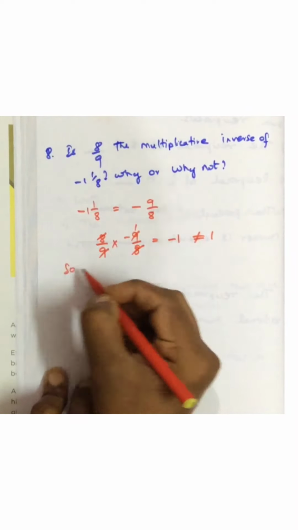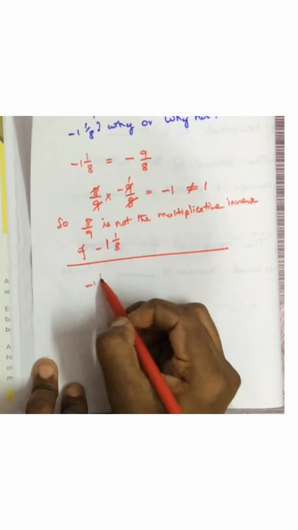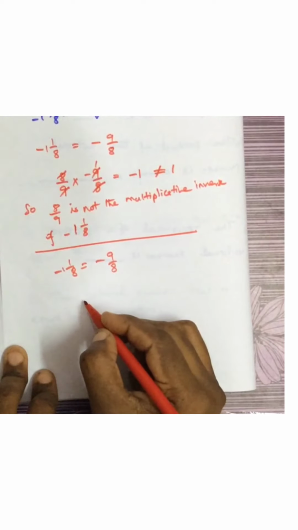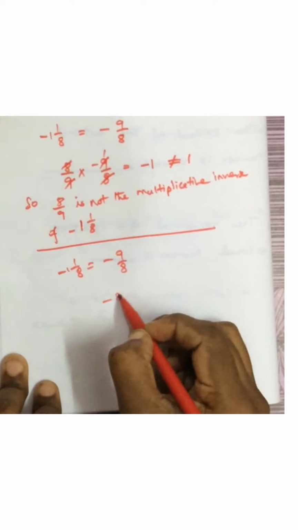So 8 by 9 is not the multiplicative inverse of minus 1 by 8. This is the answer you should write. So now let me find what is the multiplicative inverse of minus 1 by 8. So minus 1 by 8 is minus 9 by 8. So multiplicative inverse is, you have to take the reciprocal of that. So what is it? Minus 8 by 9.